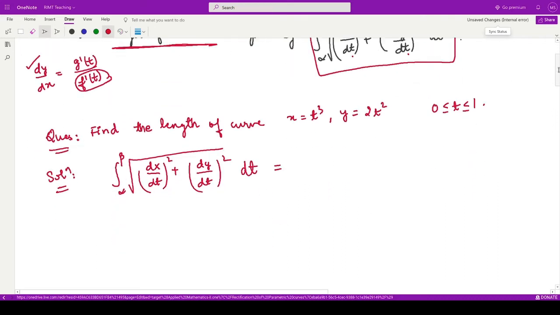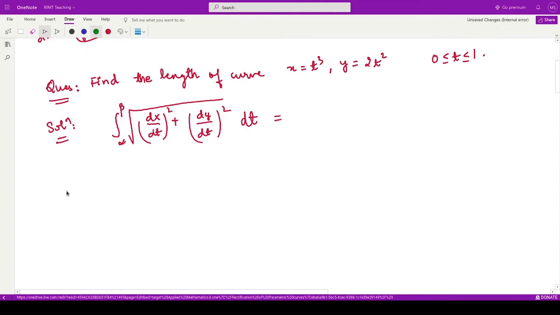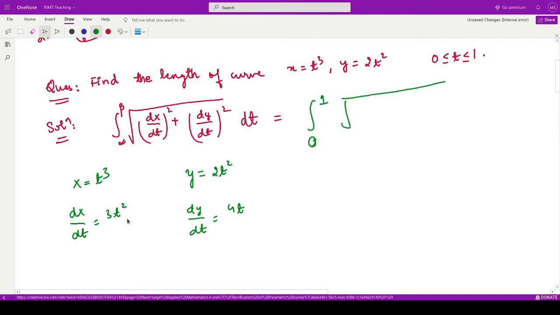So for that we will first calculate dx by dt. We have x is equal to t cube, so dx by dt would be 3t square, and we have y as 2t square, so dy by dt would be equal to 4t. So this is known to us. So this would be integration from, what is alpha, what is beta? Alpha is 0, so we will perform the integration from 0 to 1 of the square root of the square of 3t square and the square of 4t, dt.